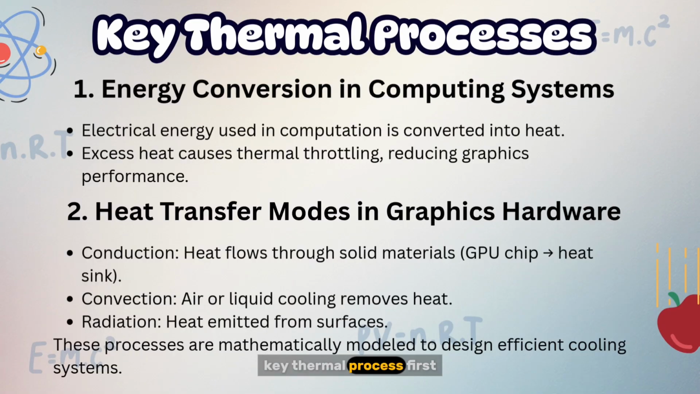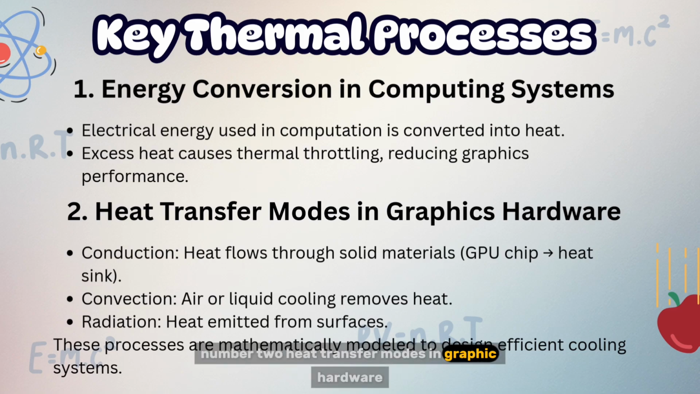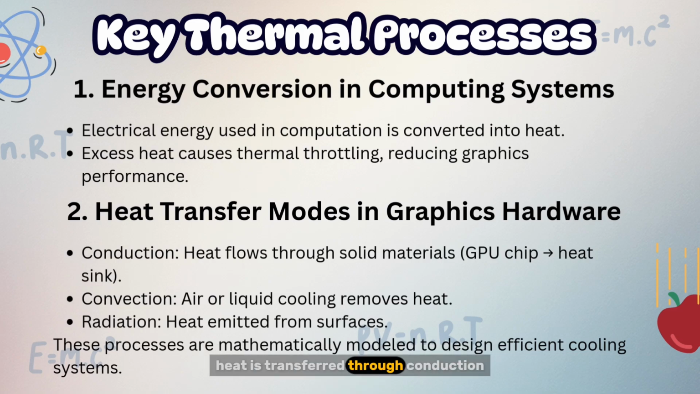Key thermal processes. First, energy conversion. In computing systems, electrical energy used in computers is converted into heat. Excess heat can reduce performance and cause thermal throttling. Number 2, heat transfer modes in graphic hardware. Heat is transferred through conduction, convection, and radiation. This process helps control temperature and keep hardware running safely.